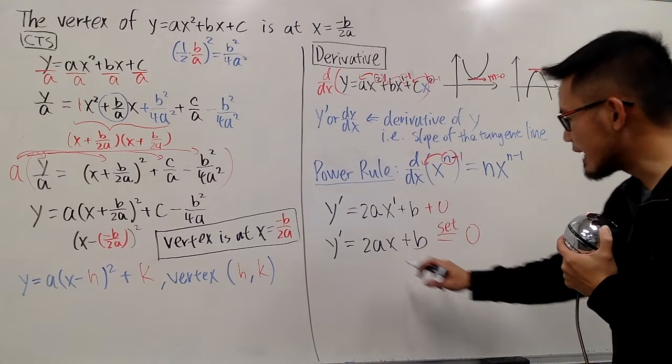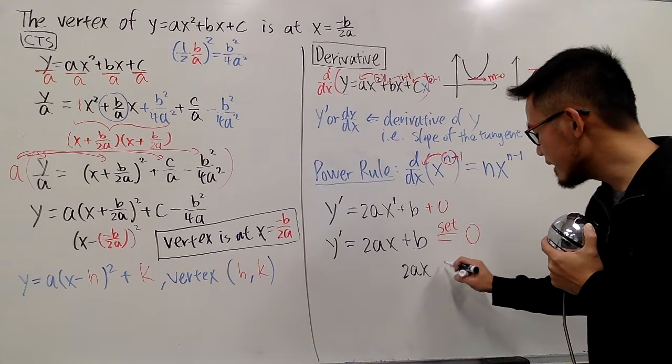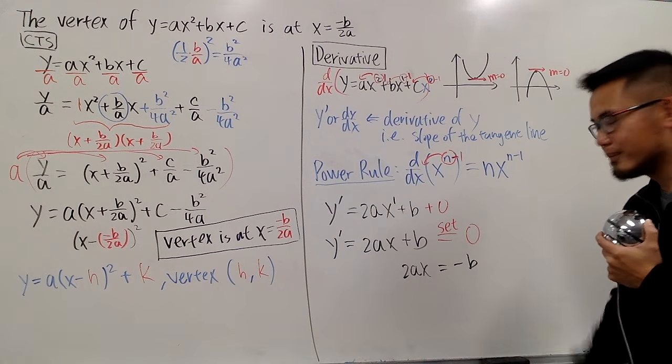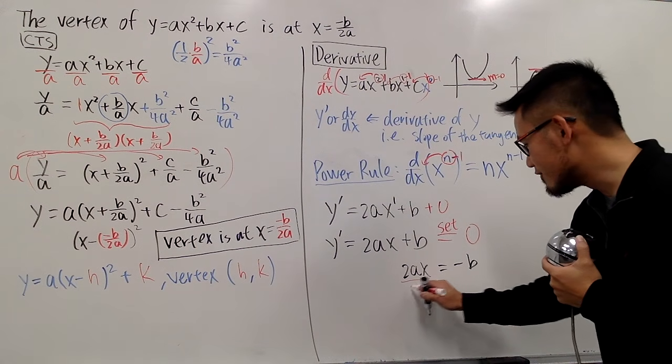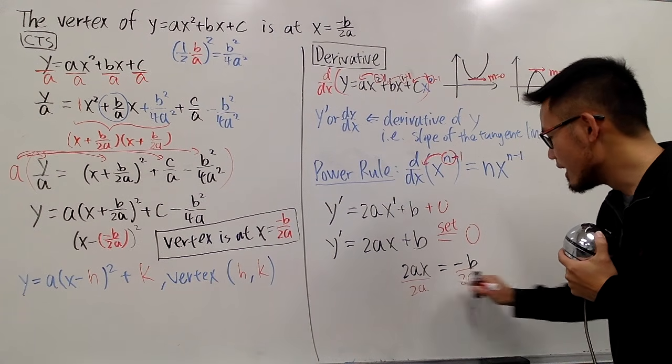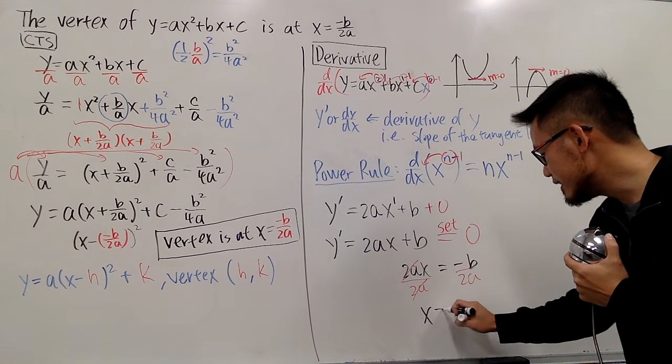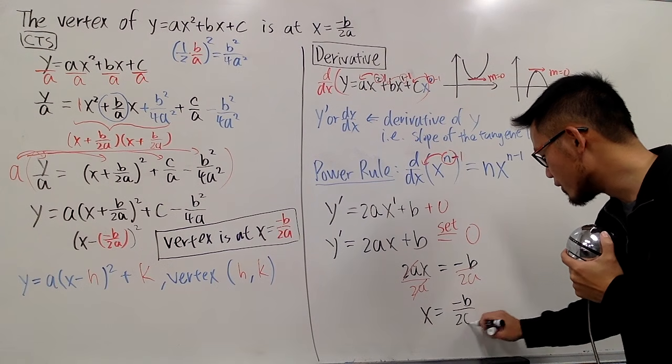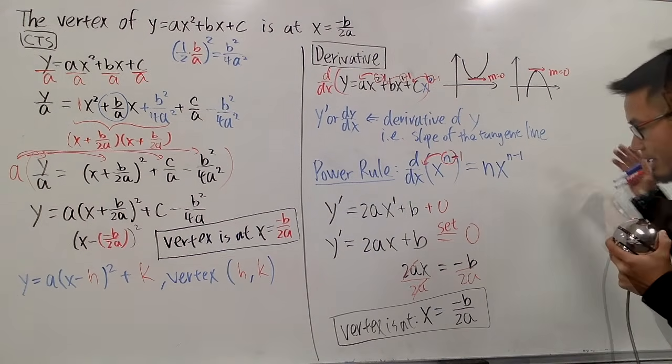We can move the b to the other side. So we have 2ax equals negative b. And you guessed it, we can then just divide both sides by 2a. And we are done. x is equal to negative b over 2a. This is pretty much it.